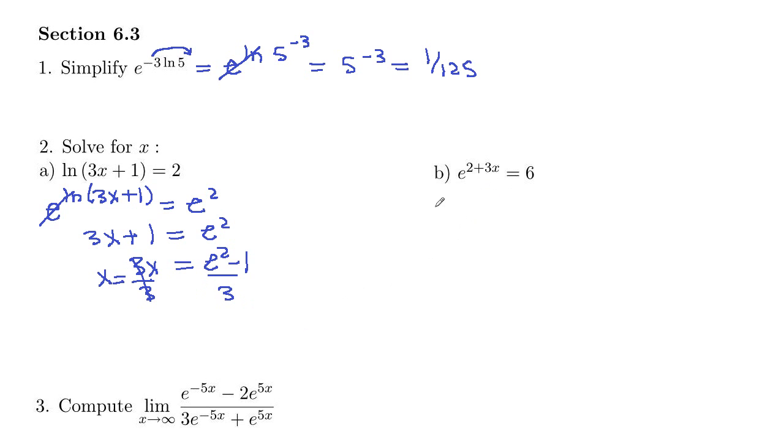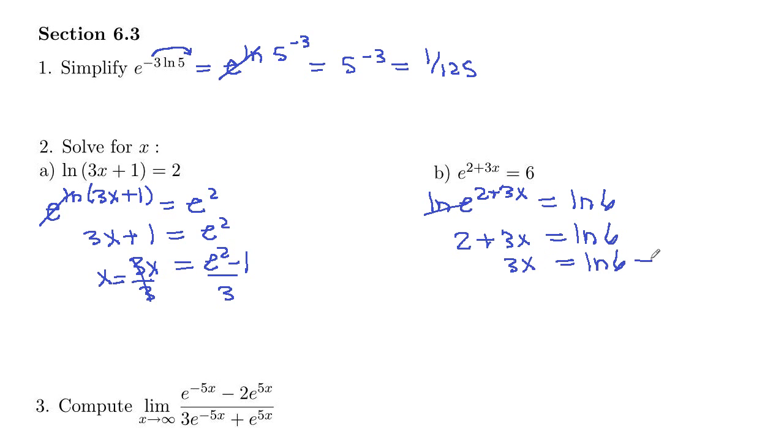For the exponential, we want to do logs on both sides. So natural log of e to the 2 plus 3x will equal natural log of 6. Then natural log and exponential cancel each other. We've just got 2 plus 3x is equal to natural log of 6. Now this is a regular equation, and we can solve for x. Subtract 2 on both sides: 3x will be natural log of 6 minus 2. Then divide both sides by 3. So x is going to be natural log 6 minus 2, all over 3.